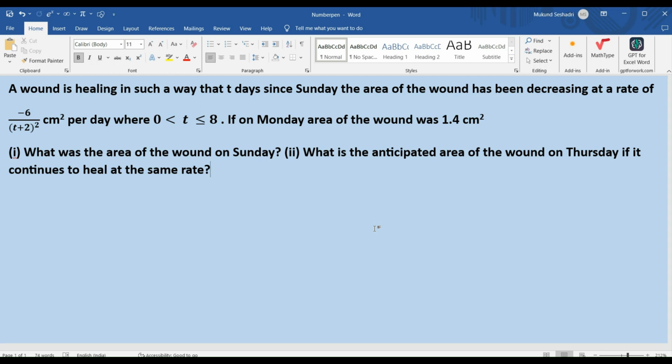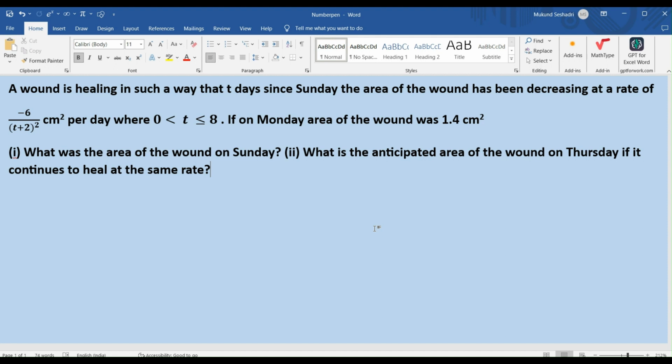So there we have the problem on our screen. Let's take a few seconds to read through the problem. A wound is healing in such a way that t days since Sunday, the area of the wound has been decreasing at the rate of -6 divided by (t plus 2) the whole squared centimeter square per day, where 0 < t ≤ 8. If on Monday the area of the wound was 1.4 centimeters square, what was the area of the wound on Sunday? What is the anticipated area of the wound on Thursday if it continues to heal at the same rate?